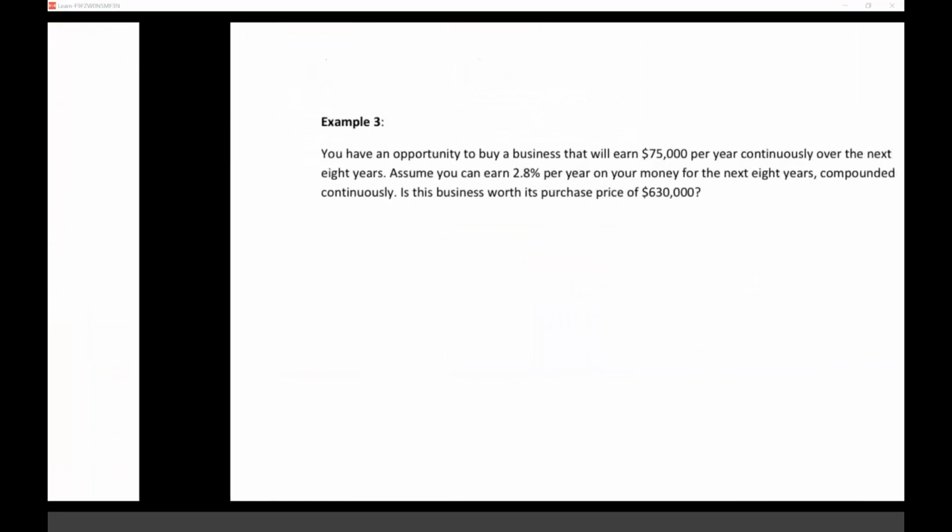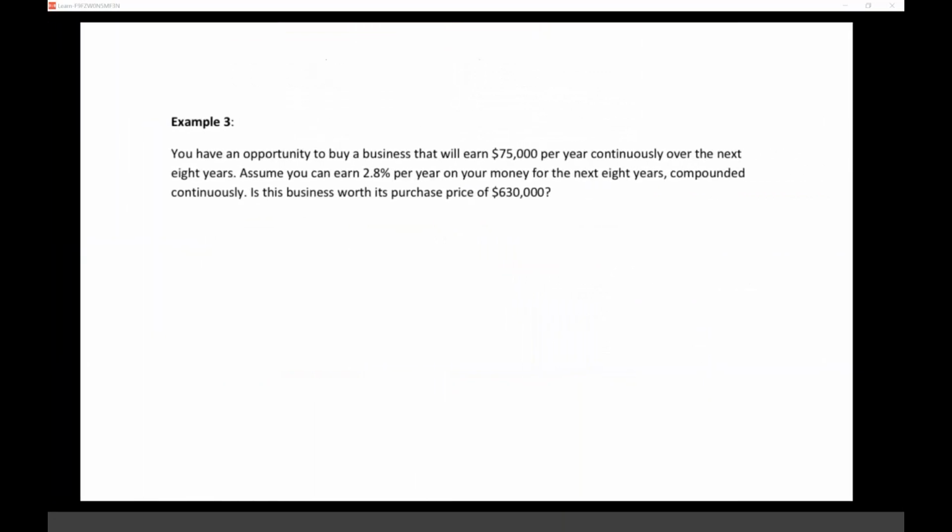So let's look at some examples. You have an opportunity to buy a business that will earn $75,000 a year continuously over the next 8 years. Assume you can earn 2.8% per year on your money for the next 8 years, compounded continuously. Is the business worth its purchase price of $630,000?